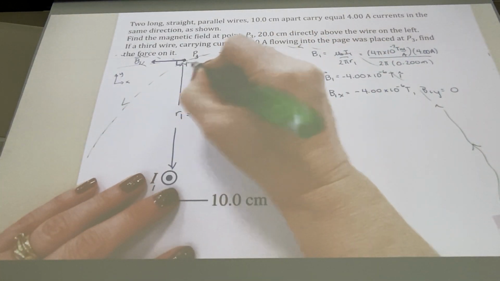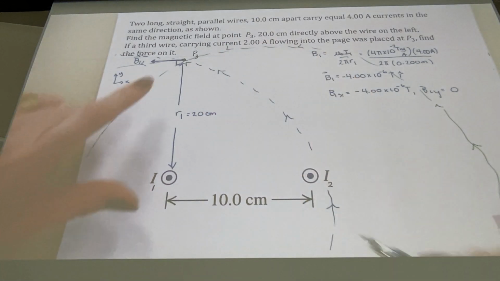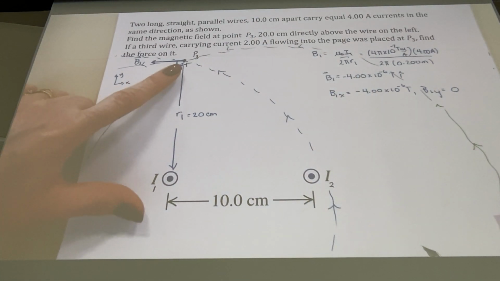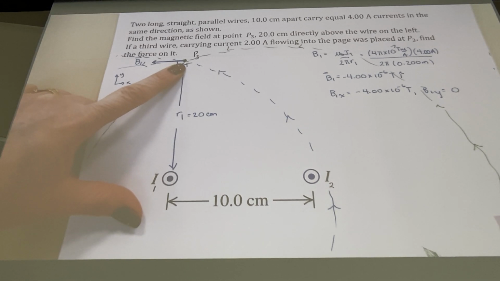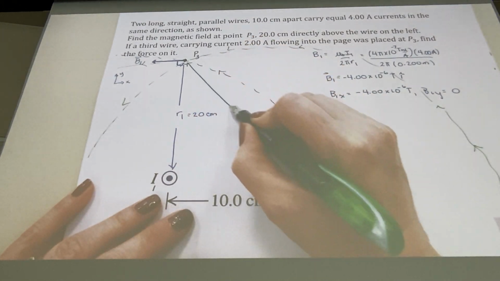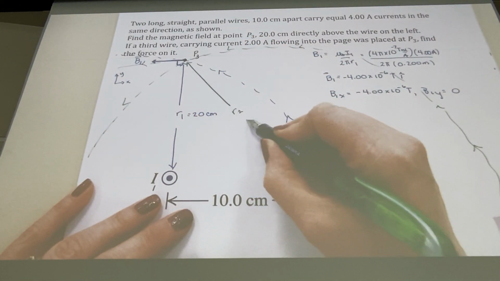We know that the magnetic field is a tangent to the circle. Here's where the idea that perpendicular to the radius really helps. It's hard to draw the circle. It's hard to know exactly what direction it points in. So here's where the perpendicular to the radius really helps. So here's our radius R2.